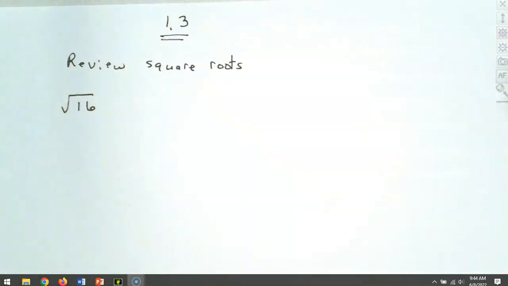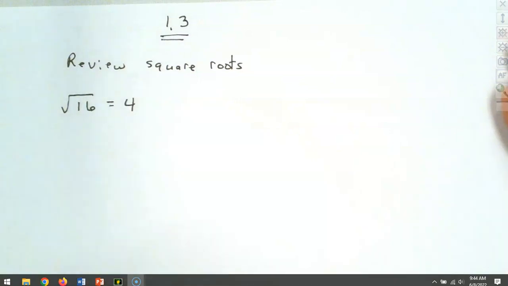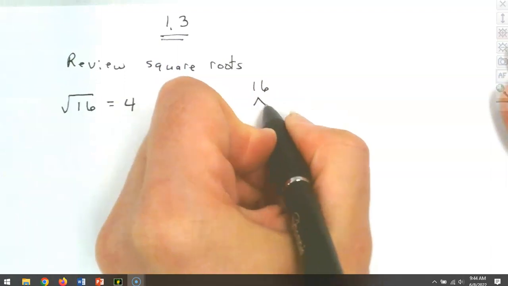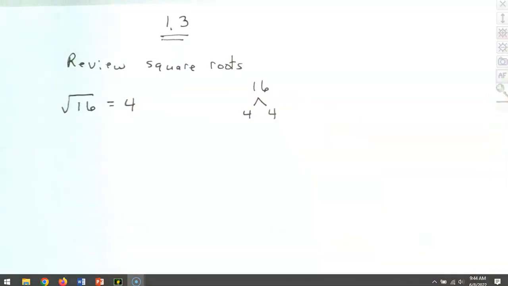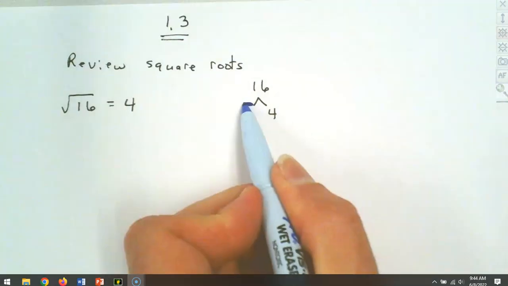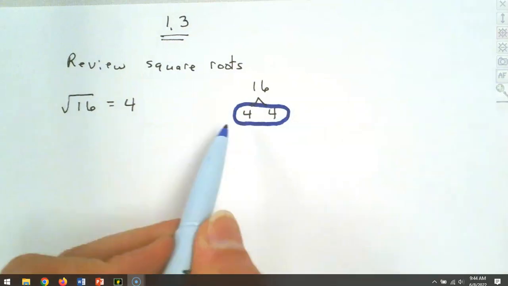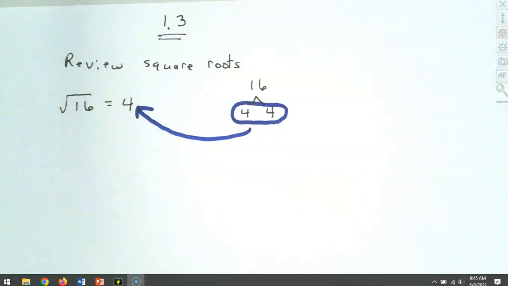And we know that the square root of 16 is 4, right? We know that. Now, why is it 4? Well, if we take our 16 and we break it down, what does 16 break down into? 4 and 4. Okay? And anytime we break it down, if we have a pair, the pair comes out as 1. So the square root of 16 is 4 because 16 breaks up into 4 squared.